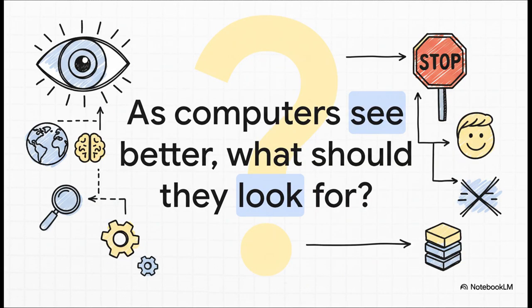Which leaves us with a final, and honestly, a crucial question. As we build these machines that can see and interpret our world with superhuman ability, we have a huge responsibility to decide what they look for. What problems do we want them to solve? And maybe, more importantly, what do we want them to ignore? The future of sight isn't just about the technology, it's truly about the choices that we all make.